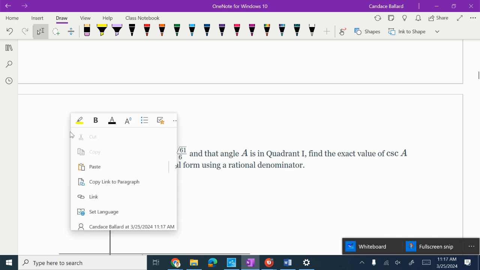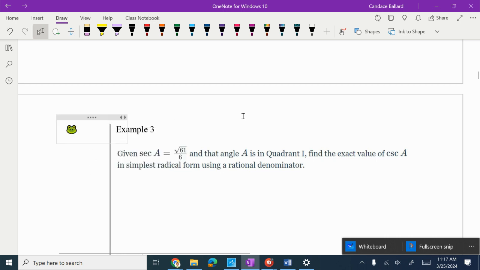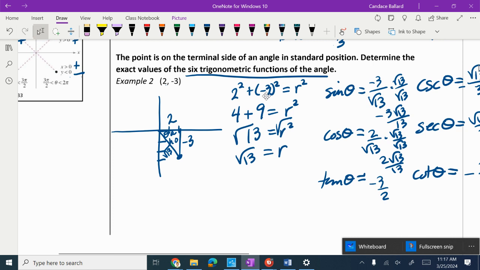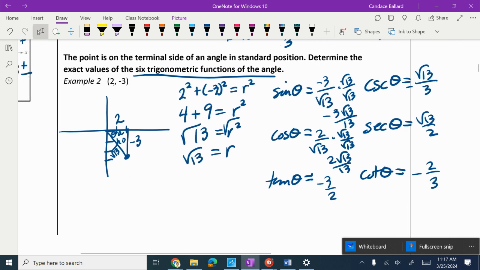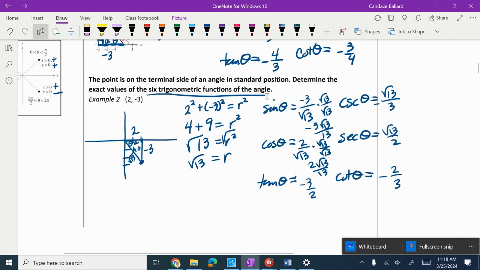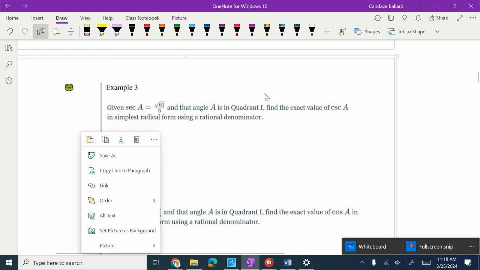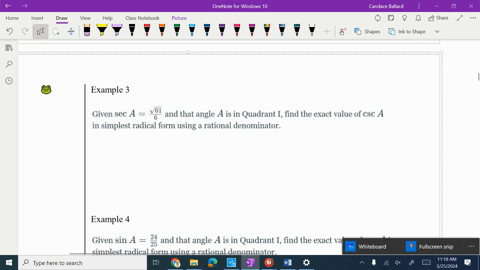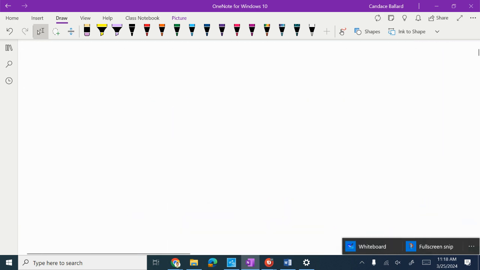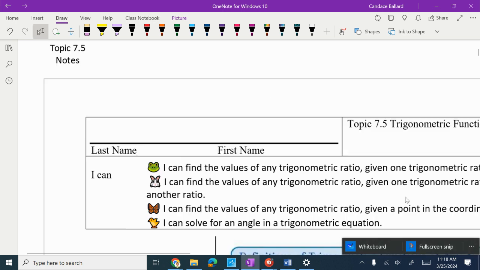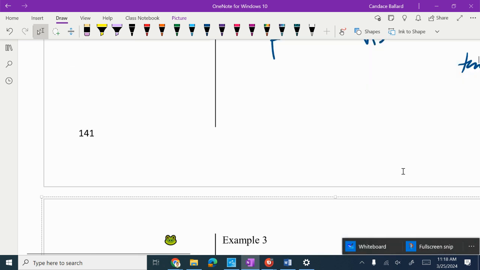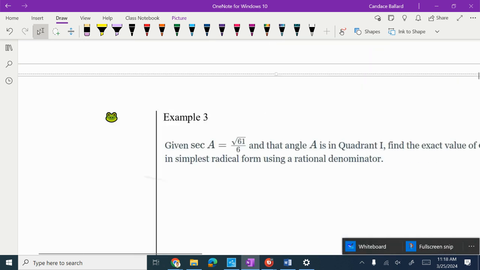Starting with example 3, all I want you to do is just read that one to yourself. These seem wordy. I copied and pasted them right out of Delta Math. Oh my gosh, my thing disappeared. So read it to yourself really quick. 30 seconds.